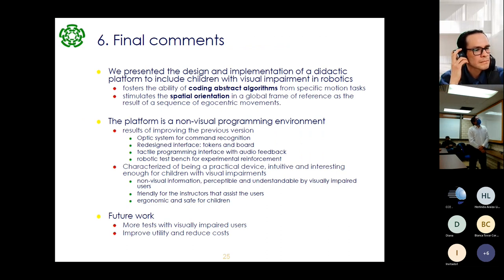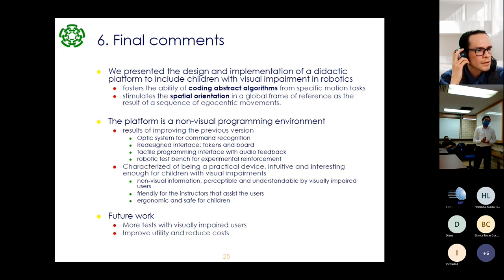Finally, we presented the design and implementation of a didactic platform to include children with visual impairment in robotics. We improved this with the artificial vision system for better and safer interactions with children.